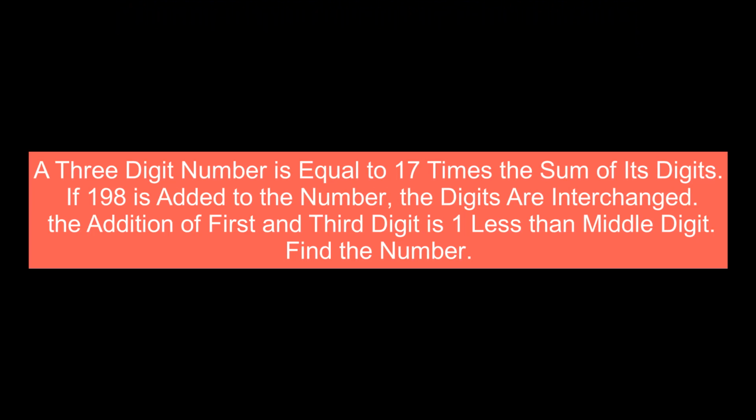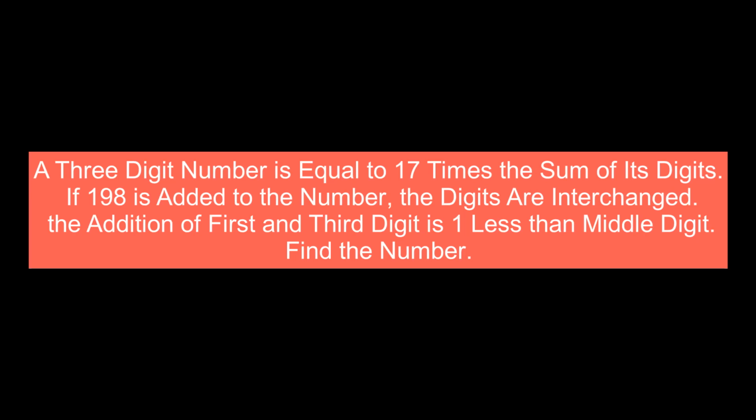Let me get into the first sum. A 3-digit number is equal to 17 times the sum of its digits. Second condition: if 198 is added to the number, the digits are interchanged. The addition of first and third digit is 1 less than the middle digit. Find the number.